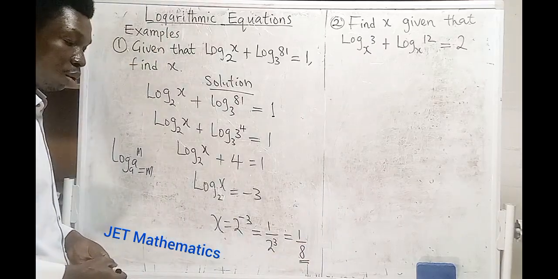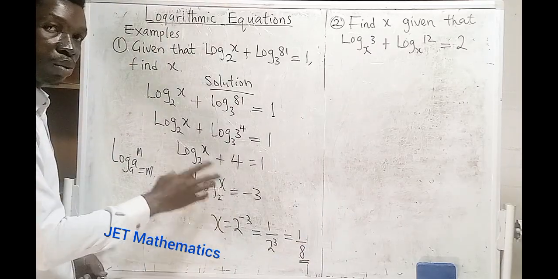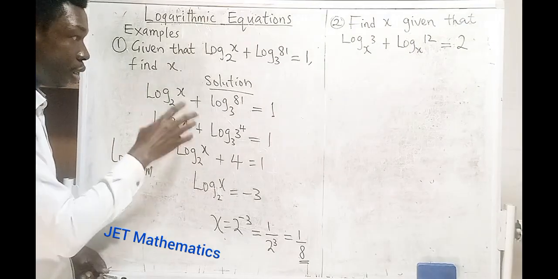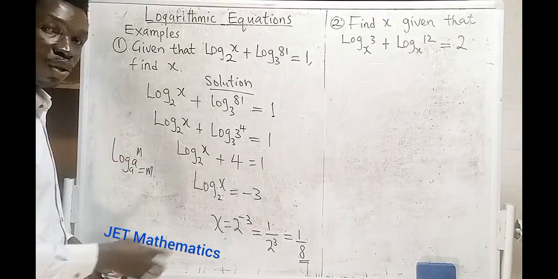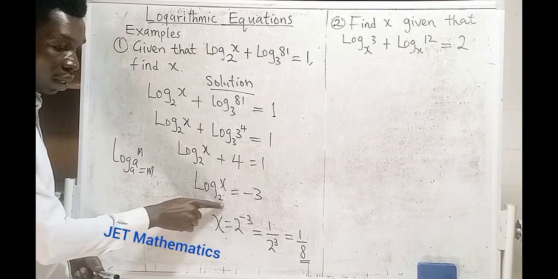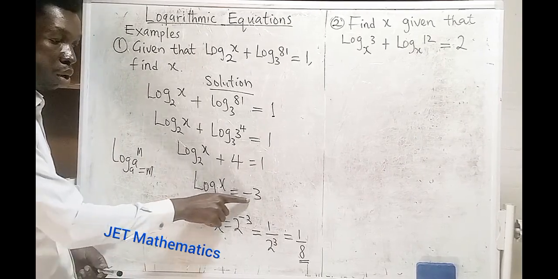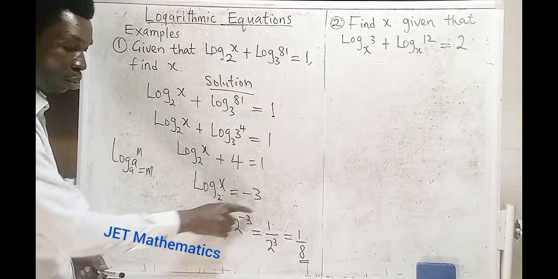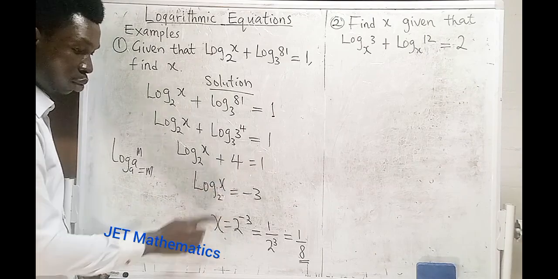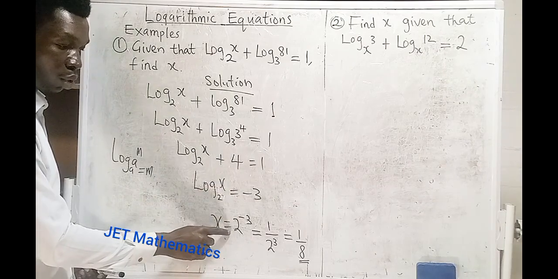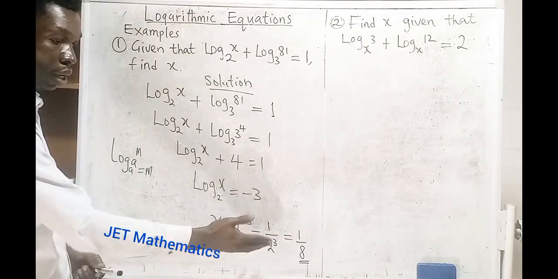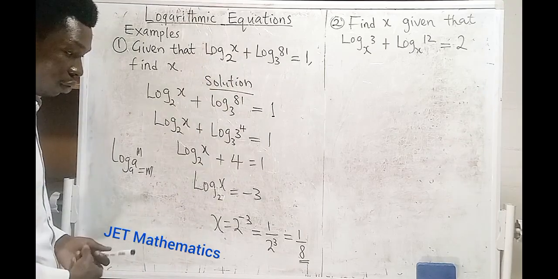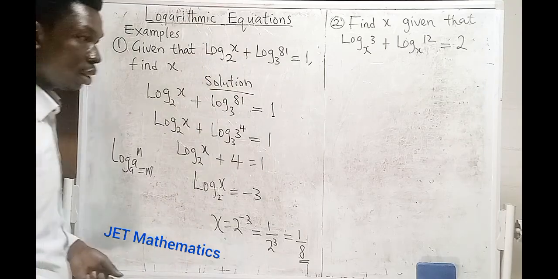If you are not conversant with all the topics we have done before now in logarithms, please go back and visit those videos. Here we applied again the relationship between logarithm and indices. This transforms the logarithmic equation to an exponential equation of this form, and then you get this result. Okay, so let's solve the second example.